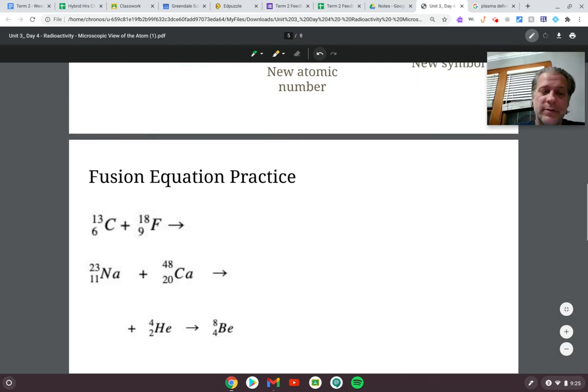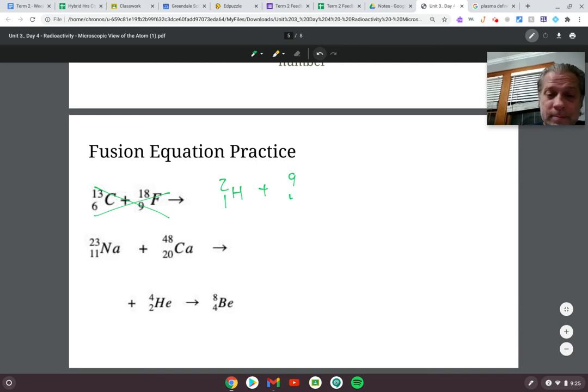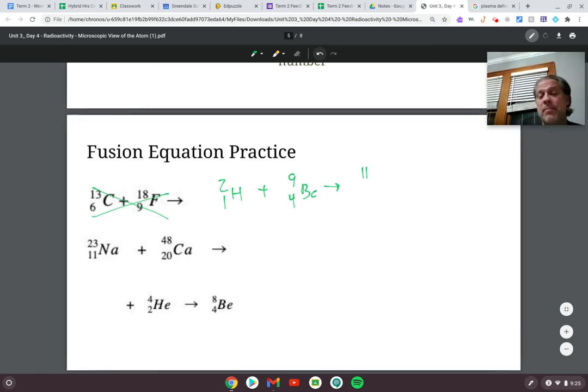So this first one is exactly what we just did. I'm going to cross that one out, and I'm going to add a different one as a practice one. Say I take a hydrogen atom and I mix it with a beryllium atom. The first thing I'm going to do is take my mass numbers, which are the numbers on the top, and add them together. 2 plus 9 is 11. And then I'm going to take my atomic numbers, which are the numbers on the bottom. 1 plus 4 is 5.